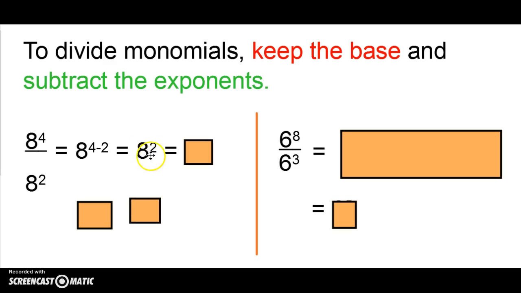So you would have 8 squared, which is 64. This is why it works. So look at this example. 6 to the 8th divided by 6 to the 3rd.